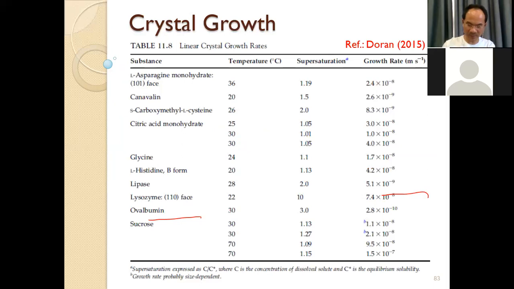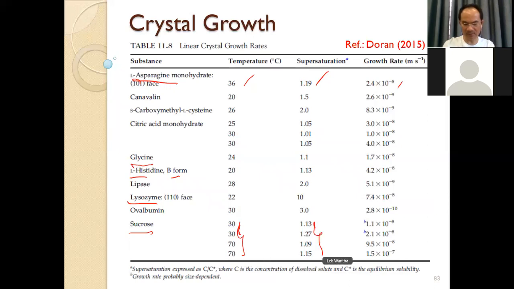Here are some examples of the growth rate of molecules in bioproducts, like amino acids. This is the growth rate, and this is the supersaturation at a given temperature. This is glycine, this is L-histidine beta form, lysozyme, this protein, and sucrose. Sucrose at different temperatures and concentrations has different growth rates.